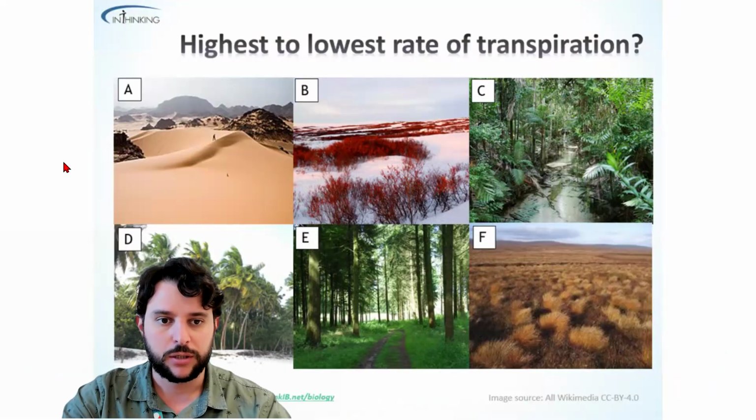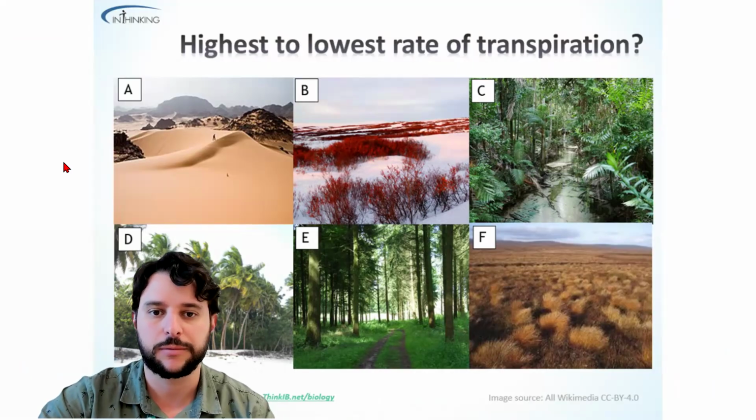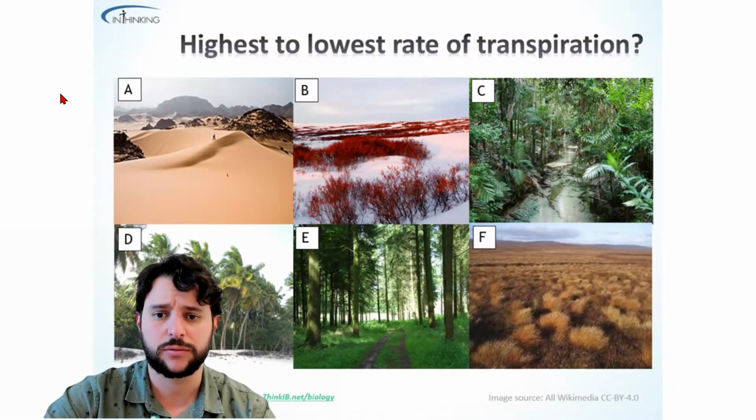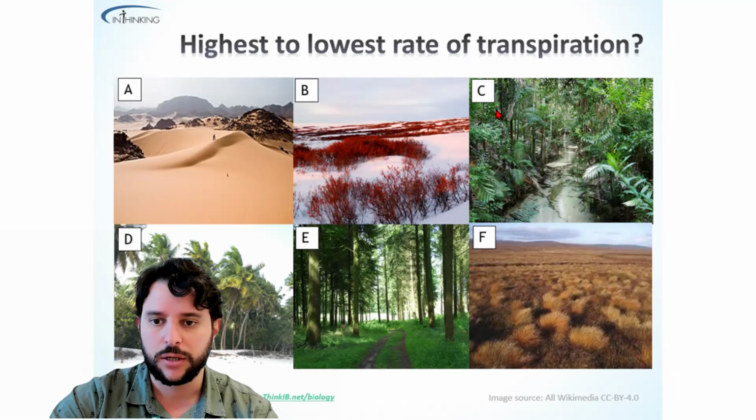All right. So before we start, something to think about is the highest to lowest rate of transpiration, of exchange of gases, exchange of molecules between these environments. Among these options, what do you think would have the highest or lowest rate of transpiration? So consider the temperature and also the levels of moisture.